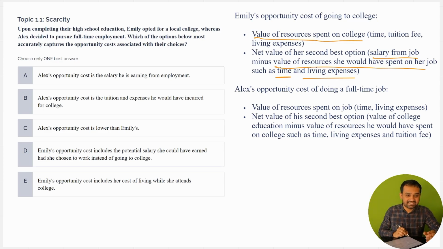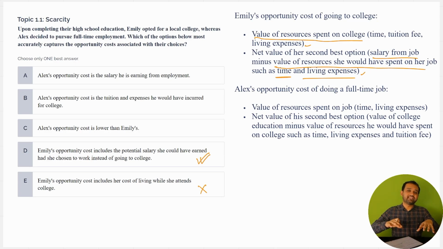So if you look at options D and E, E says Emily's opportunity cost includes her cost of living while she attends college. So you may think, well, isn't it part of our equation here? It is, but remember, it actually gets crossed out with the living expense she would have to incur even if she didn't do college, right? So therefore, this would not be the correct answer. If you look at D, Emily's opportunity cost includes the potential salary she could have earned had she chosen to work instead of going to college. That is the right answer.